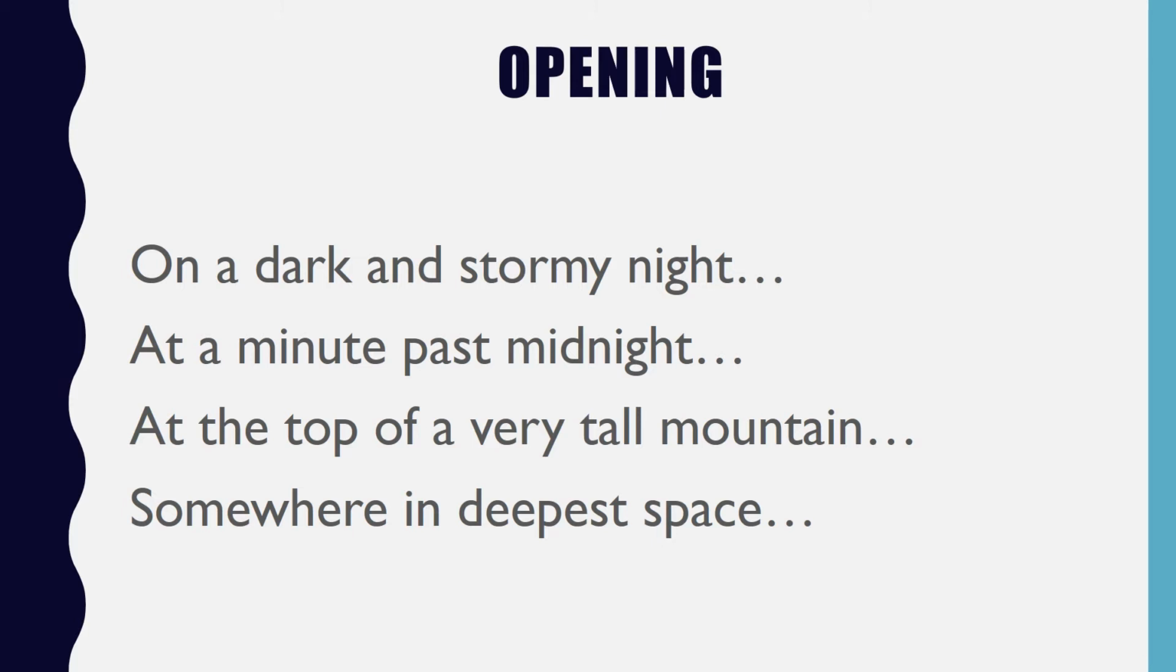So we've got 4 possible choices, and you've got to choose one of these. On a dark and stormy night, at a minute past midnight, at the top of a very tall mountain, somewhere in deepest space. You choose one of those, and what you're going to do then is introduce your character somehow in the rest of that sentence. So this will be a starter for your sentence, and then you'll complete the sentence.